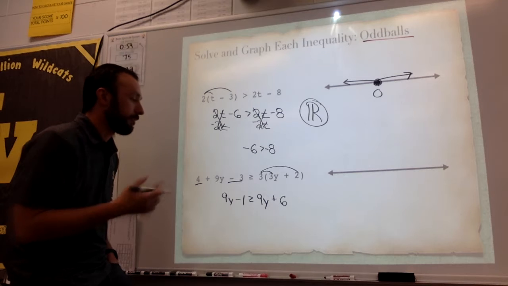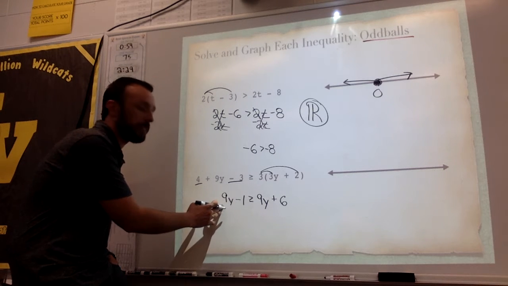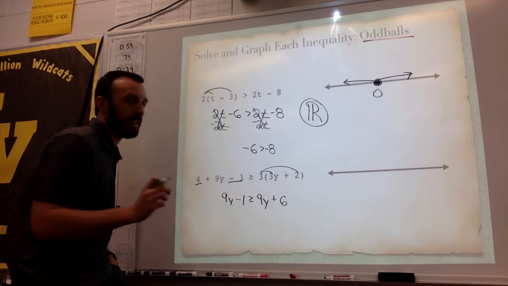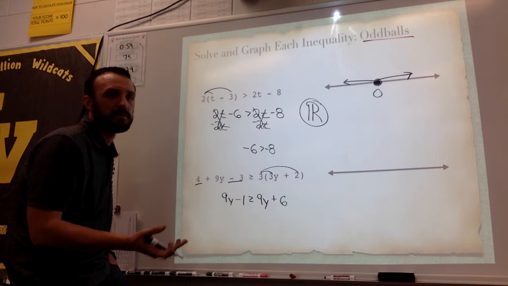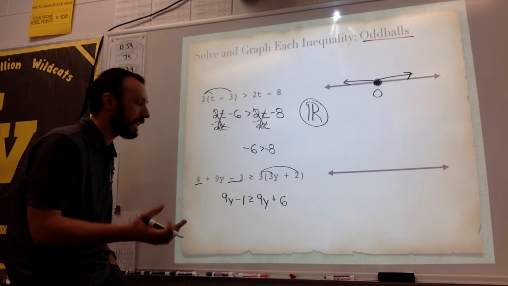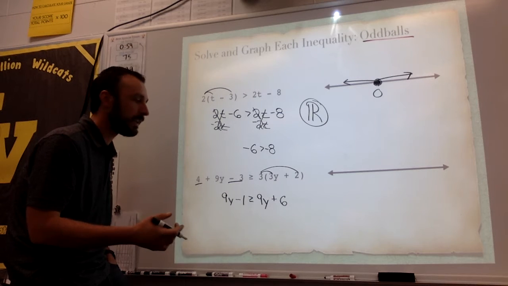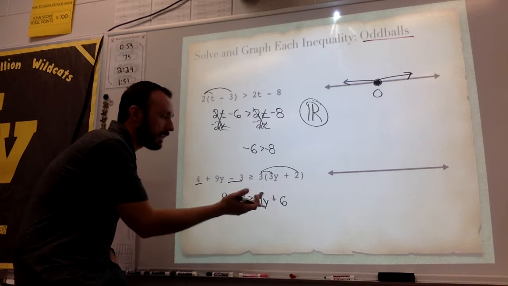Just think. Is there any number in the world you can think of that you can multiply by 9 and then take a 1 away from it, and that'd be greater than that same number being multiplied by 9 and adding 6 to it? No, there's no way. So this would be a no solution.